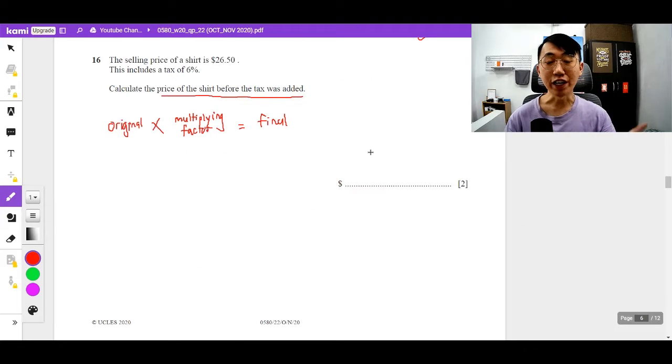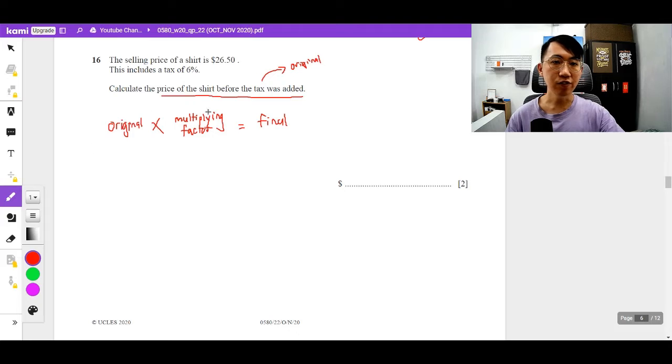It's actually a great question where it's reverse percentage. Let's read the question. The selling price of a shirt is $26.50. This includes a tax of 6%. Calculate the price of the shirt before the tax was added. Teacher already highlighted this. It means that you need to find the original one, so find your original price.